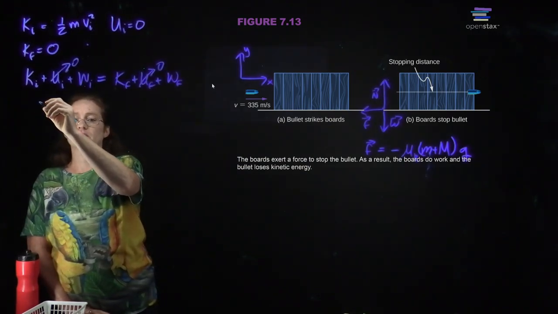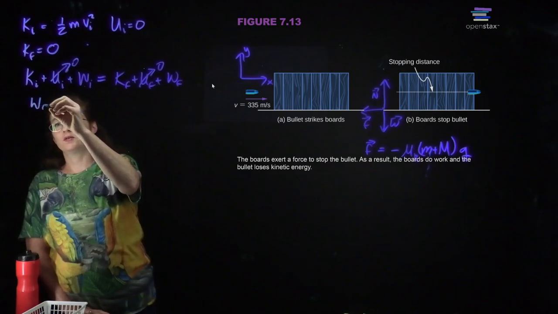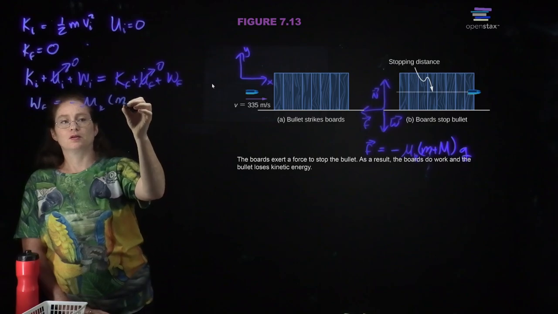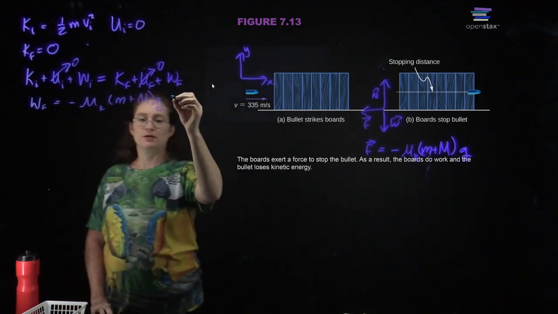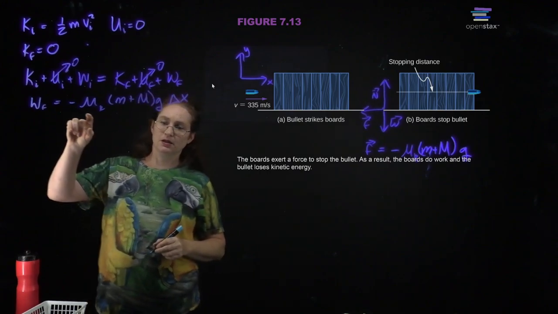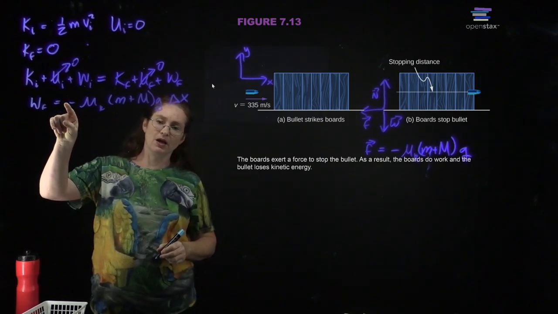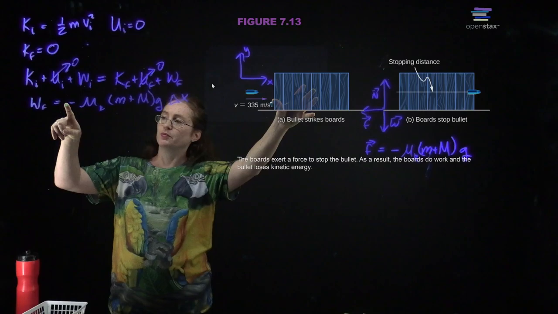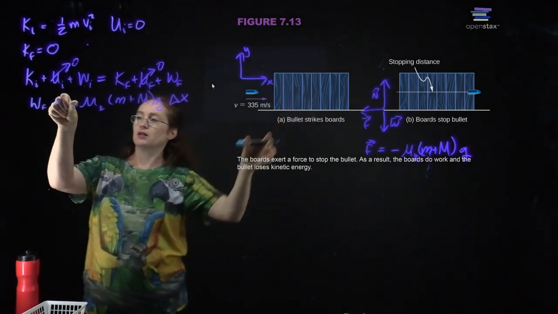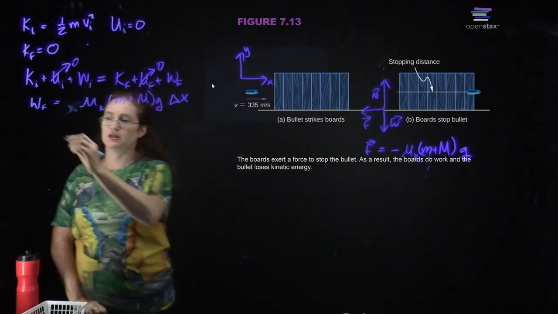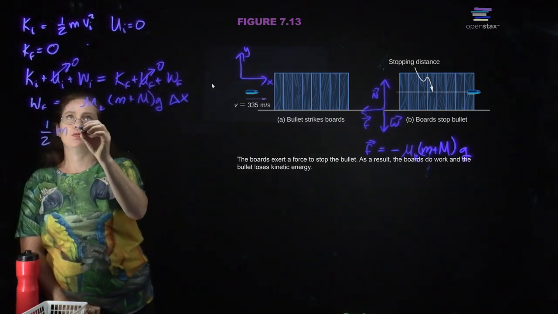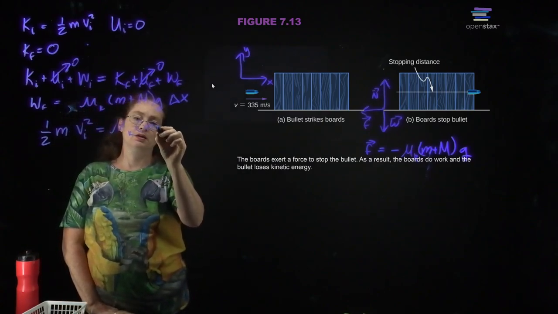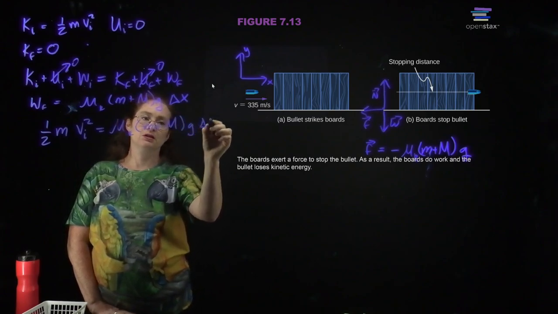So then our work final is going to be force of friction times delta x. And this is taking energy away from the combined bullet and board. The amount of energy it has to take away is exactly equal to the initial kinetic energy. So we have 1/2 little m vi squared equals mu sub k, little m plus big M, g delta x.